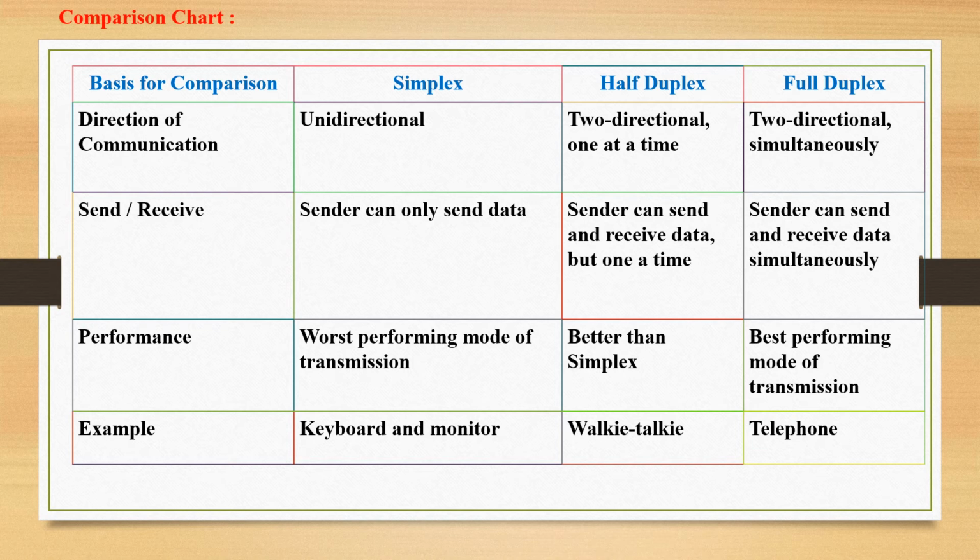Third parameter is performance. Simplex is the worst performing mode of transmission, while half duplex is better than simplex and full duplex is the best performing mode of transmission. Example for simplex is keyboard and monitor. For half duplex it is walkie-talkie, and for full duplex, telephone.